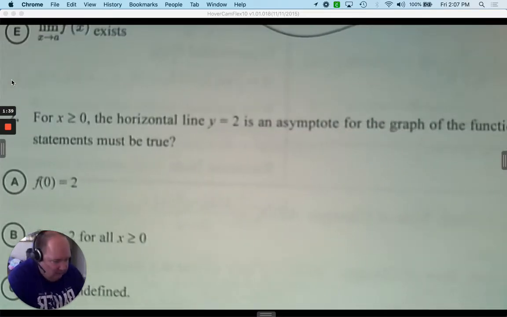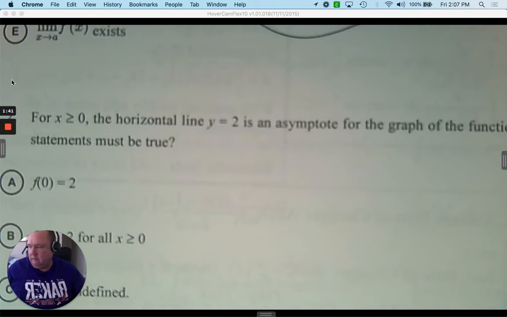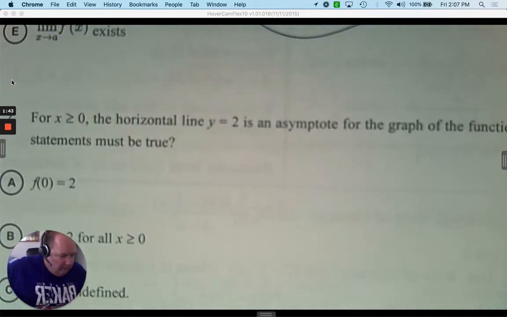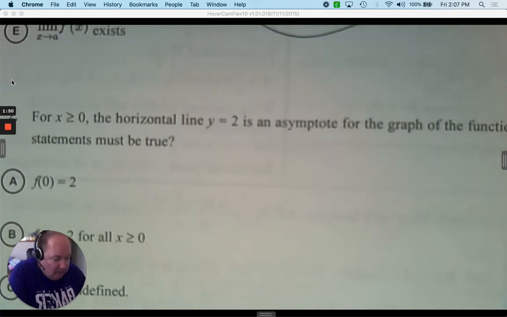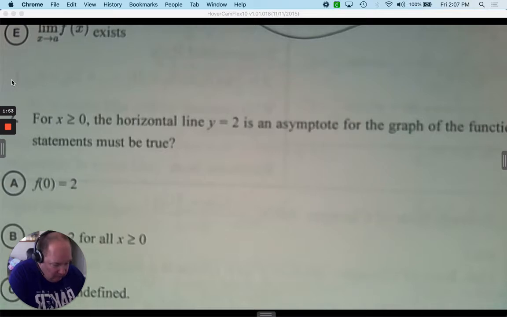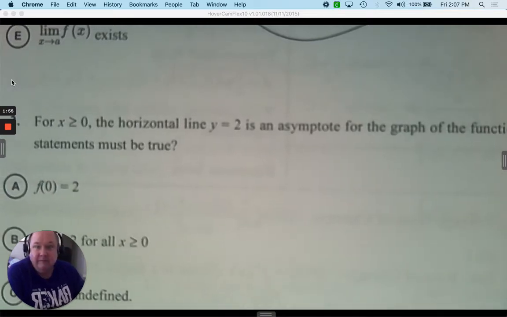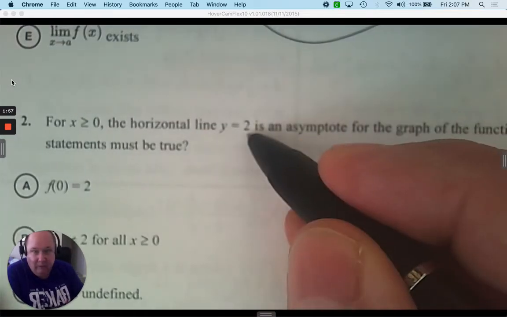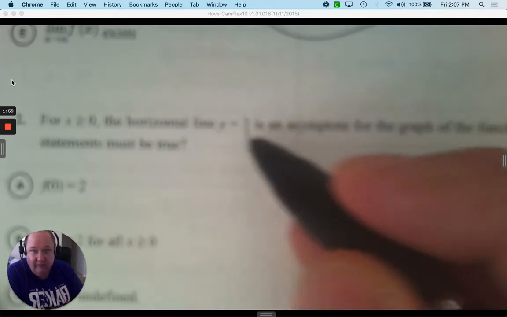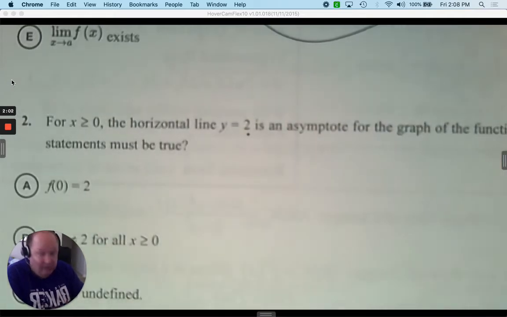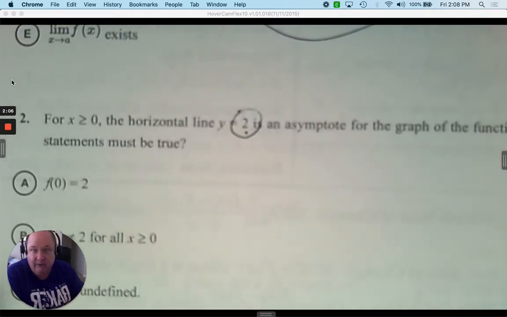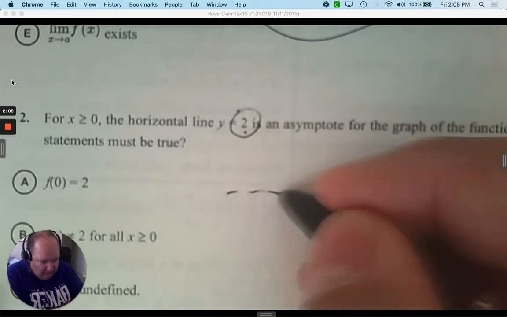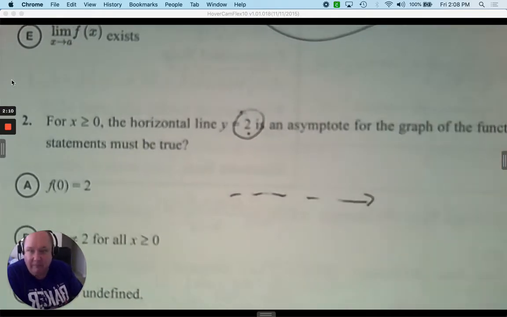For x greater than 0, the horizontal line y equals 2 is an asymptote for the graph of the function f. Which of the following statements must be true? If y equals 2 is a horizontal asymptote, that has to do with end behavior. In this case, the right end behavior is going to 2. So if it has an asymptote here, what must be true?